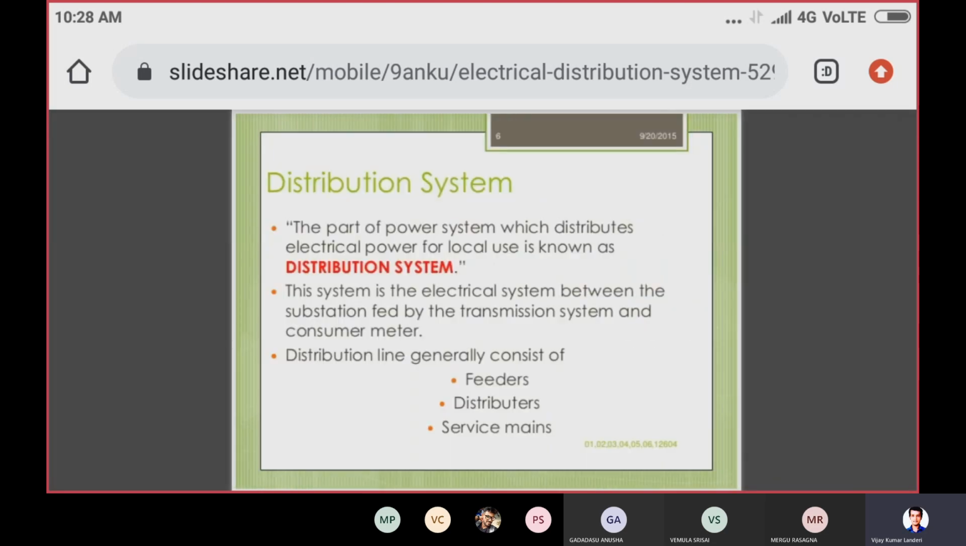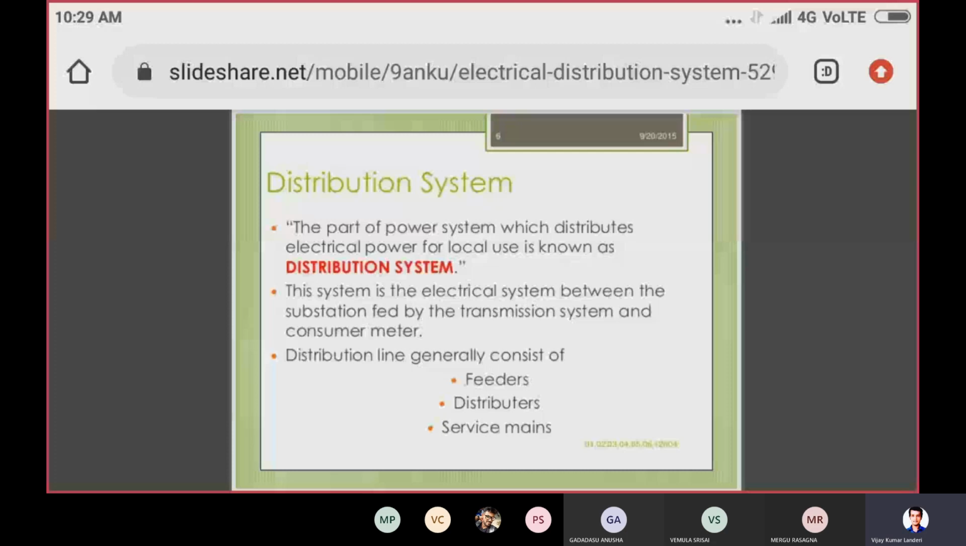Now coming to the exact definition of the distribution system. I already told you just now what the distribution system is. The part of the power system which distributes the electrical power for local use is known as the distribution system. The power system has various parts: generation is one part, transmission is another, and distribution is another. That part of the power system which distributes the electrical power for local use, we call it the distribution system.